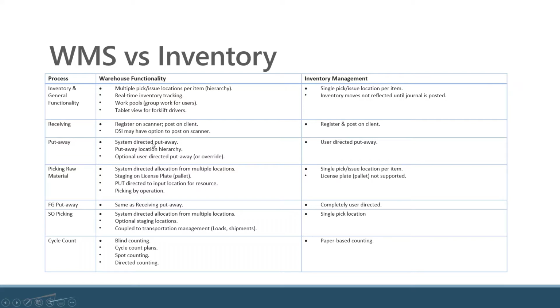So hopefully that gives you a sort of a high-level overview of the difference between inventory management and warehousing as implemented inside of D365.